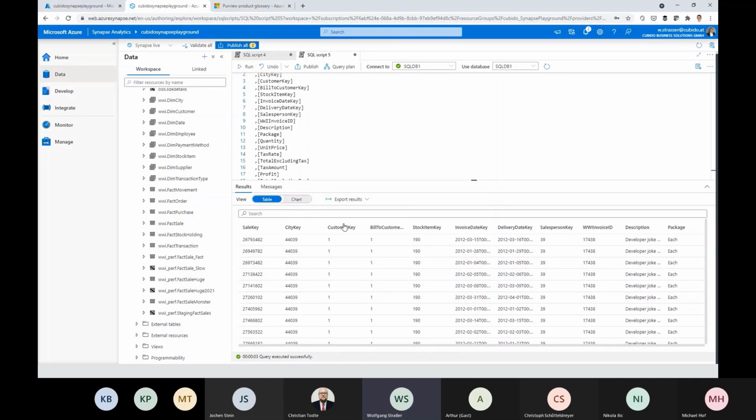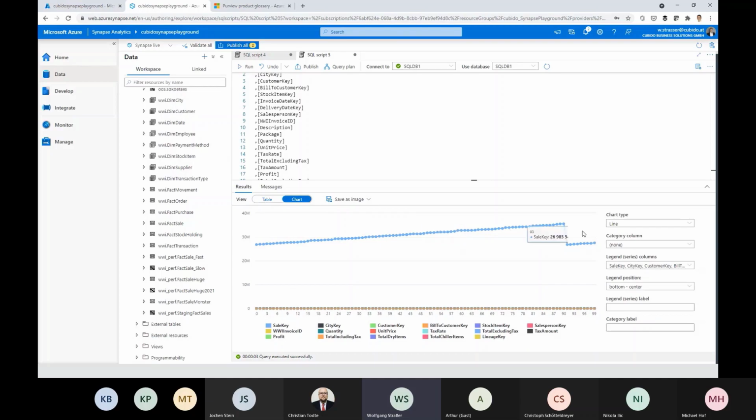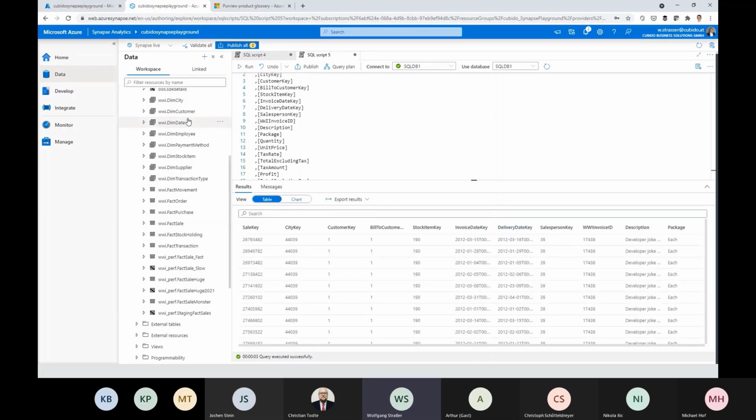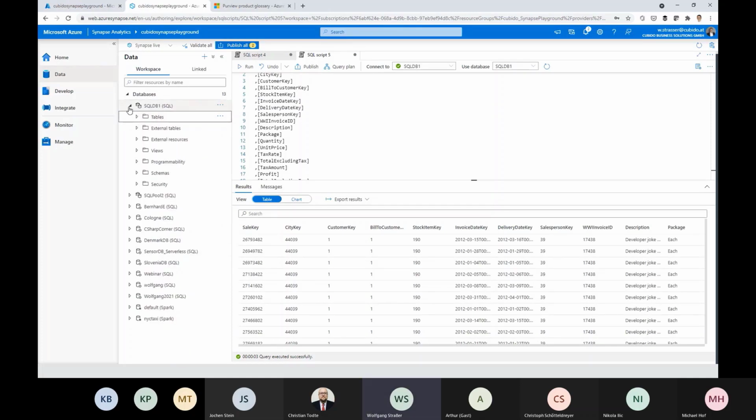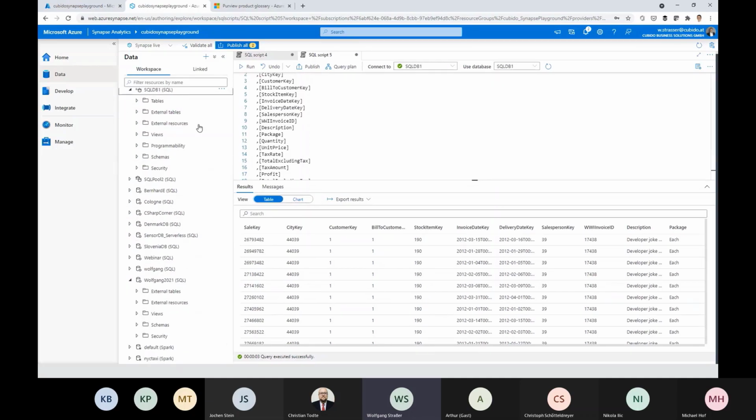You can even change it to a chart over there. You can configure your chart and do a very nice and easy way of having a look at the data that is in your SQL dedicated pool. There is also that part of the serverless databases. And if we compare it, we've got a little difference over here, because in the dedicated pool, we've got tables and there is no table section for the serverless part.